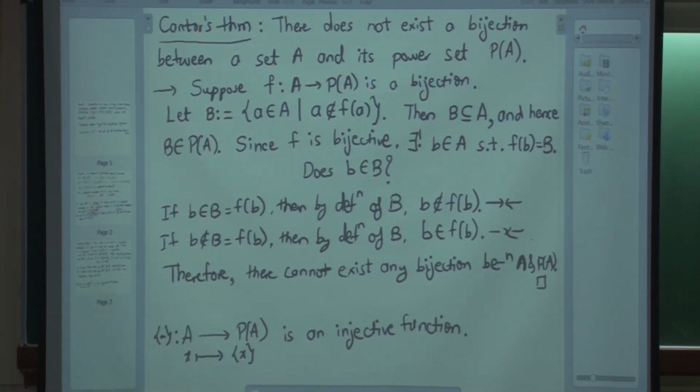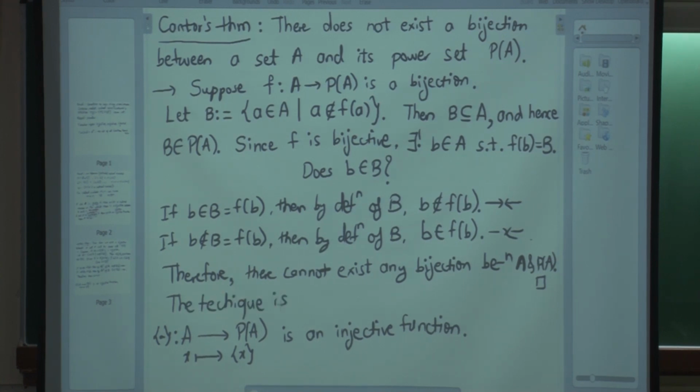So this idea of defining B is important. In common practice, this particular technique of proof is called Cantor's diagonal argument. This technique is very frequently used in mathematics as well as in computer science.